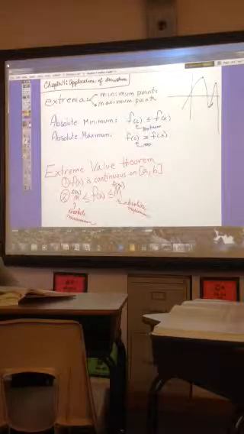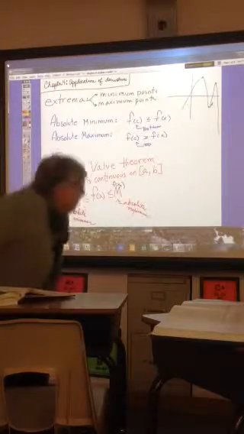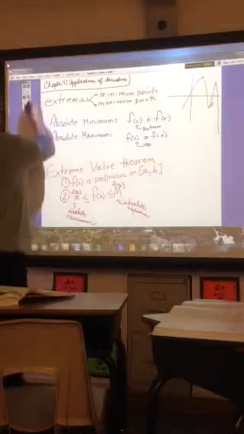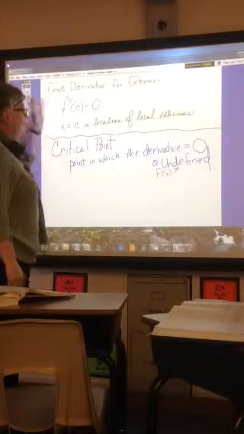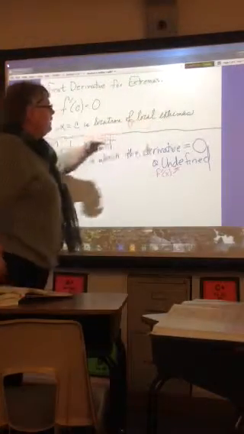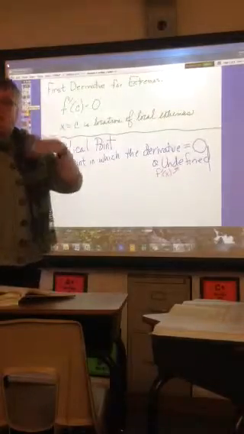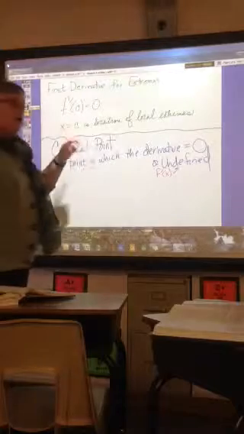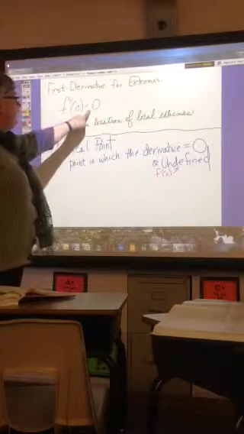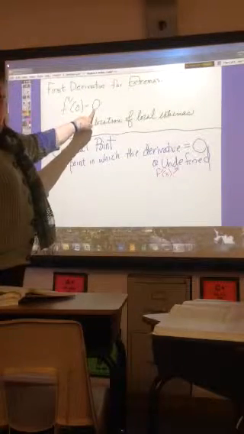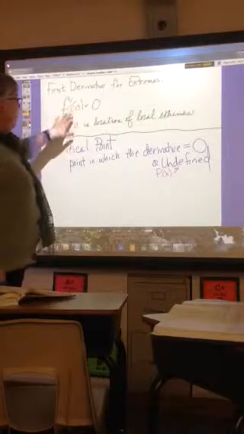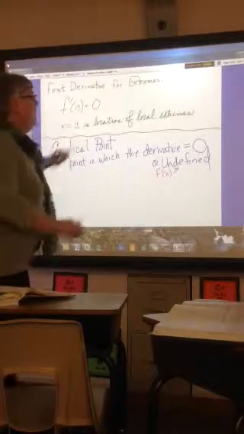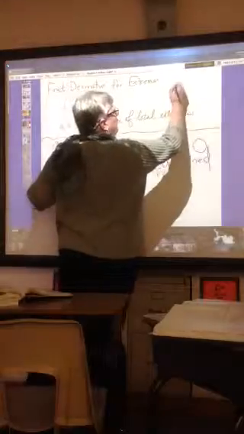All right, here we've talked about absolutes. Now we're going to talk about what are called local extremas. Local extremas are highs and lows, but not the overall high or the overall low. And you basically find them by setting the derivative equal to 0 and solving.